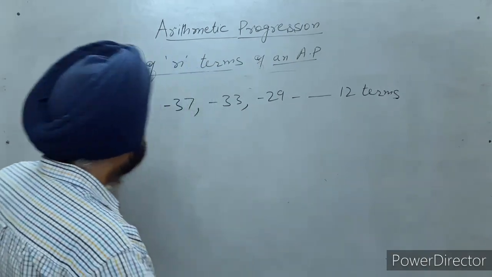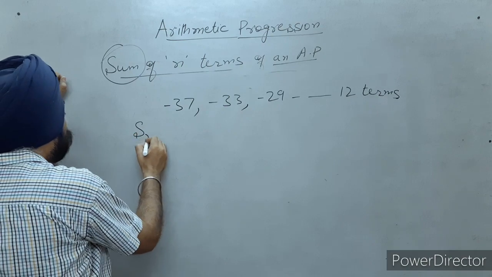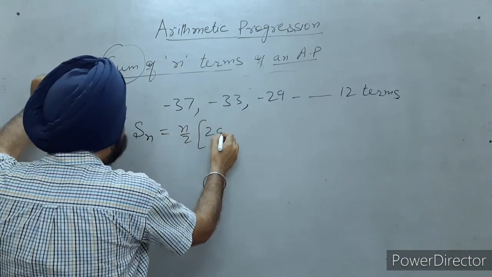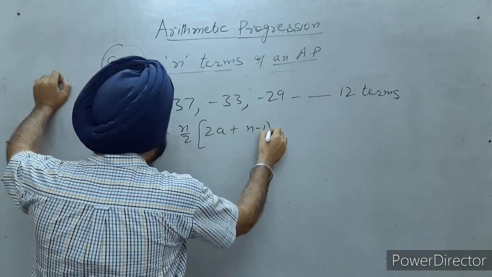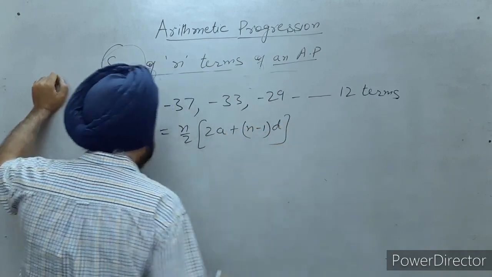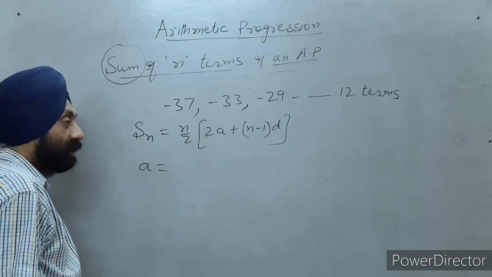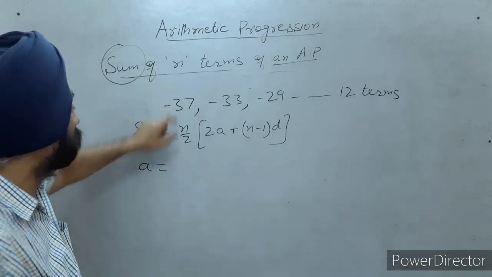Okay? We have the formula. Write the formula again: Sn = n/2 [2a + (n-1) d]. What is a? A is the first term. And in this case, what is the first term? -37.